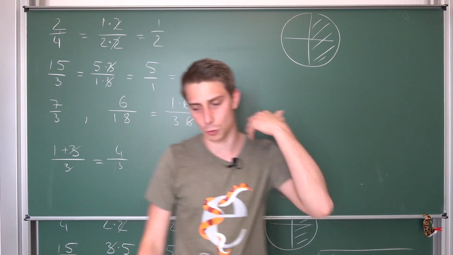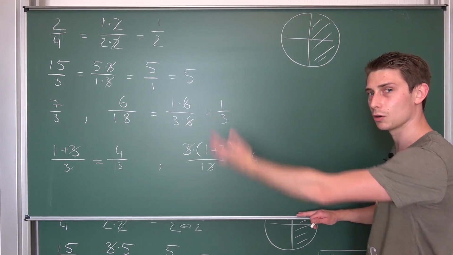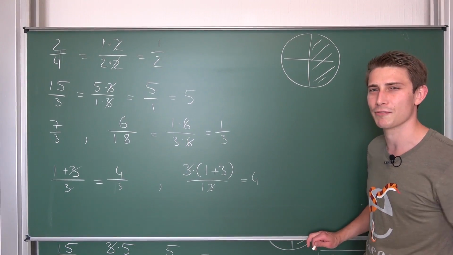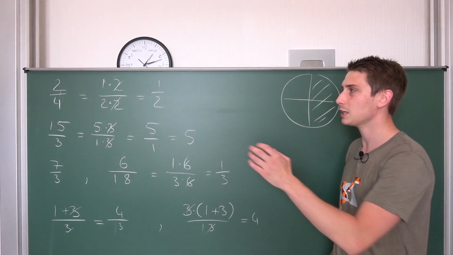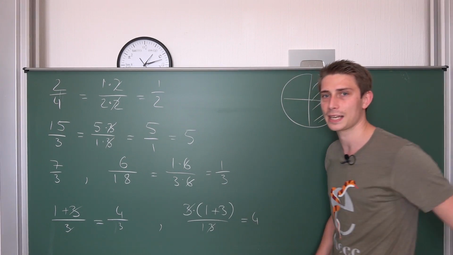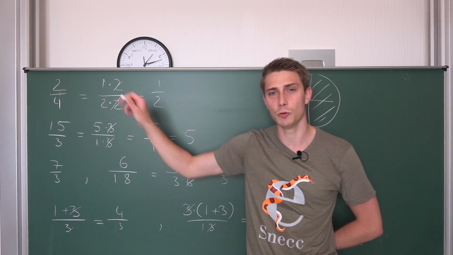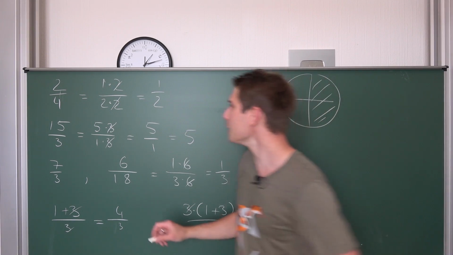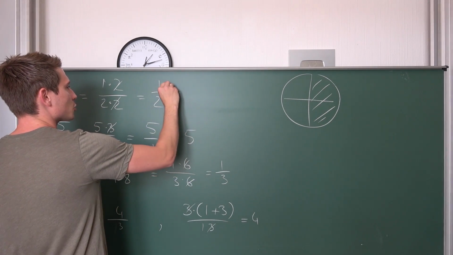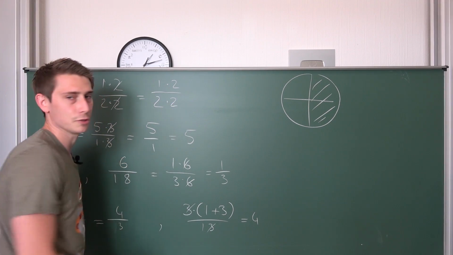Okay, now we have talked about reducing fractions, talked about a lot of examples, but what about the mathematical background? For this, I would like to take a look at our first example yet again. I want you guys to notice something. We had the multiplication of stuff in the numerator and the denominator. Let us write this out here yet again. This is 1 times 2 over 2 times 2.